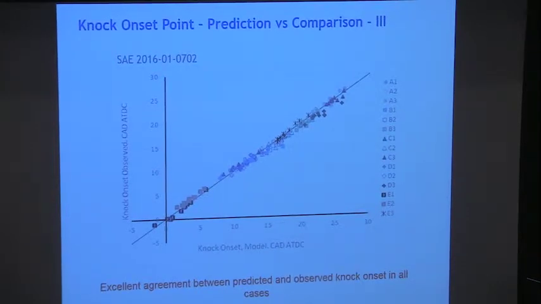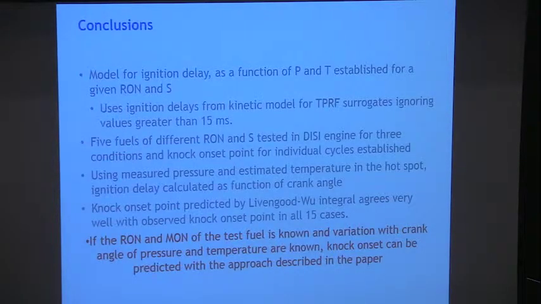But you have to make all these assumptions. And that's the point I want to emphasize: it is impossible to do this without these kinds of assumptions. So we can get a model for ignition delay as a function of pressure and temperature, use the ignition delays from the kinetic model for TPRF surrogates, and further you can ignore values greater than 15 milliseconds. Again, 15 milliseconds is arbitrary. I just chose this, and 5 fuels of different RON and sensitivity were tested, using measured pressure.